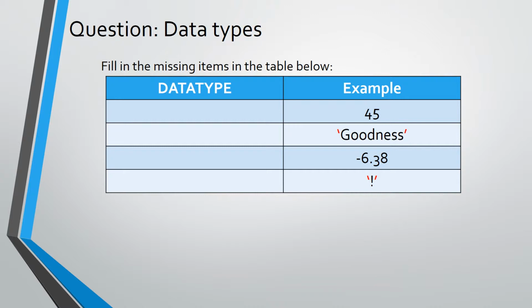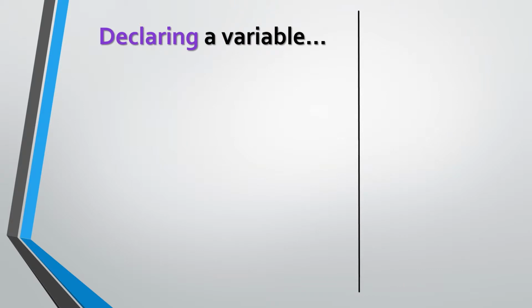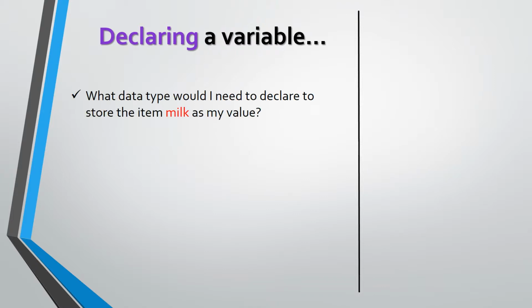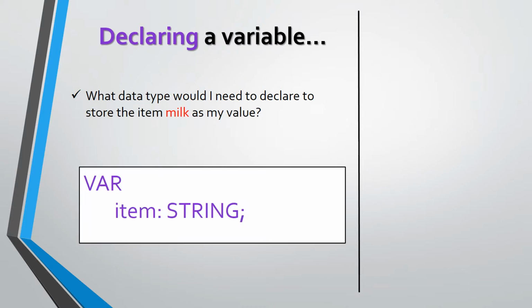So, when they were done, we checked their answers: integer, string, real, and character. Next, we moved on to declaring a variable. What data type would I need to declare to store the item milk as my value? Var item string.